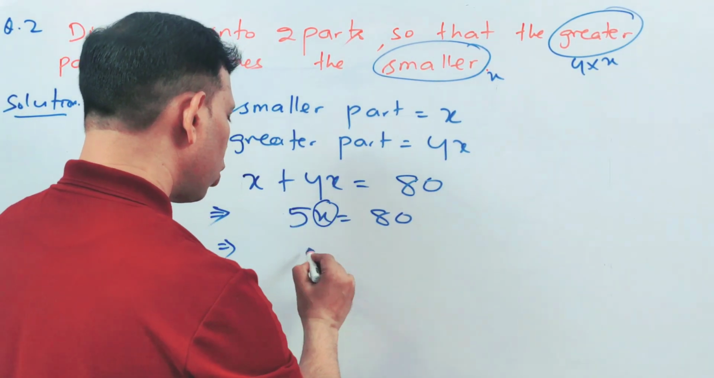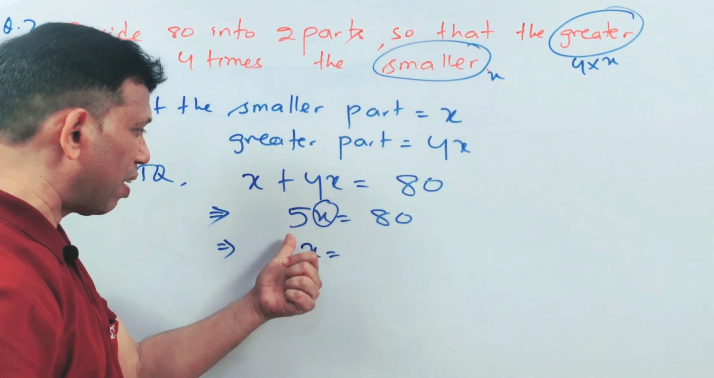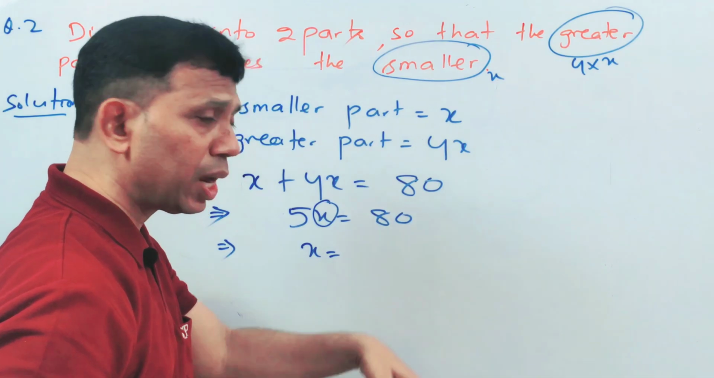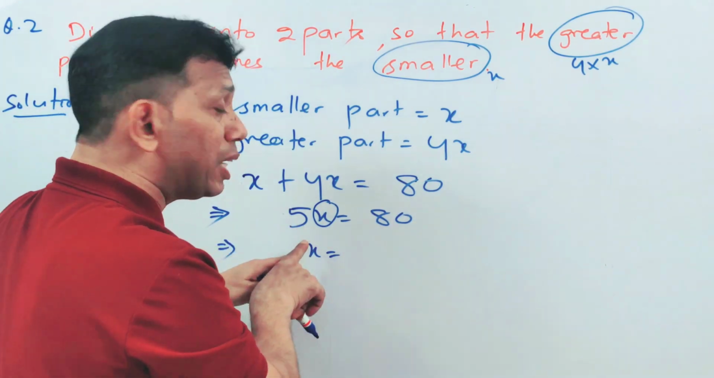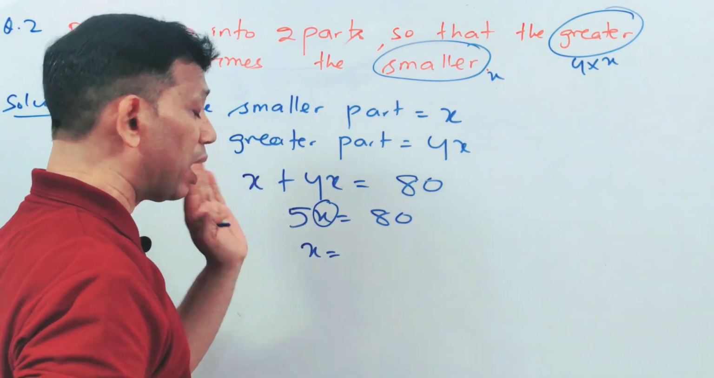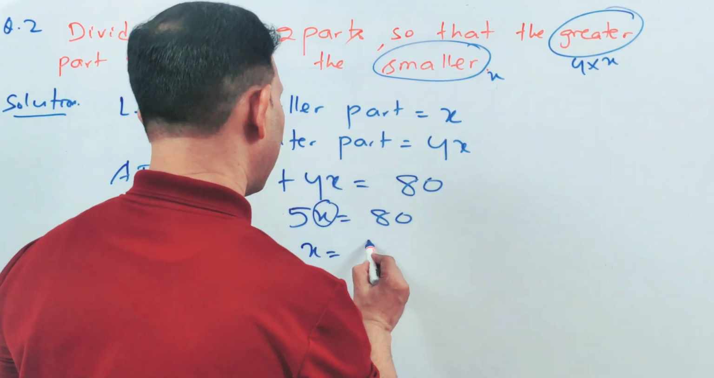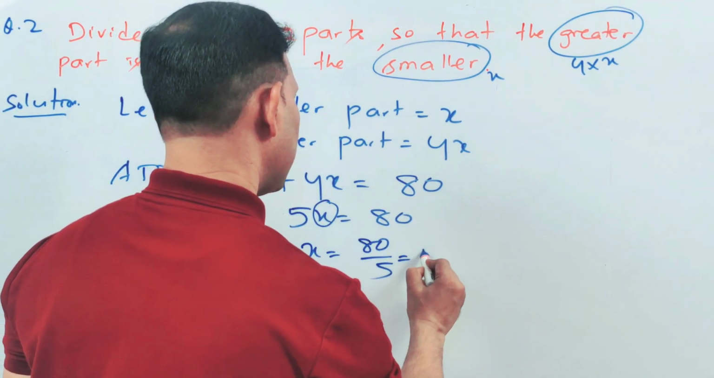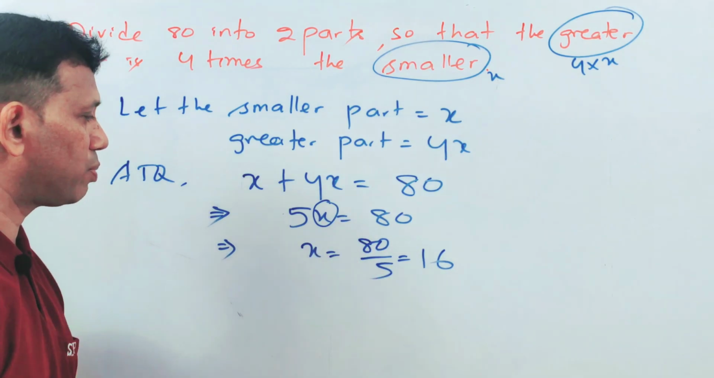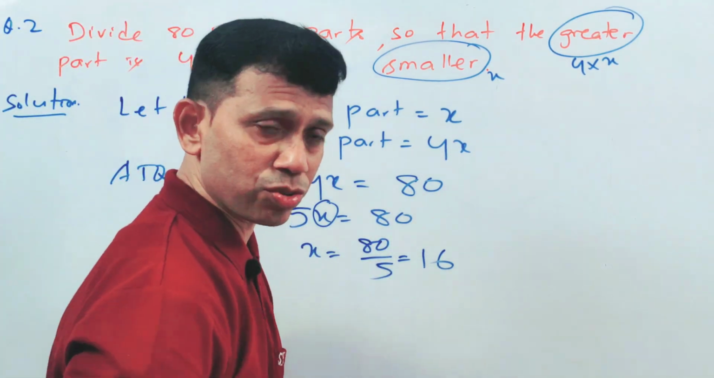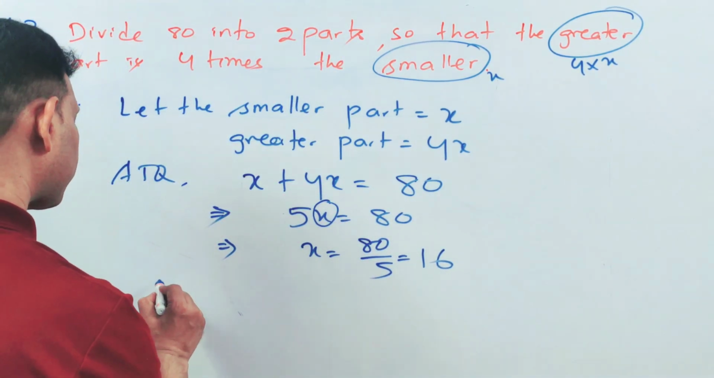Again, the solution is easy. You have to find the value of x, keep x here. So 5 is disturbing, you take 5 to that side. Then what will happen? 5 is multiplied. 5 into x means 5x, right? So if 5 is multiplied on this side, when it goes to that side, it will be divided. So 80 divided by 5, the answer is 16. Because 16 fives are 80. So if x is 16, you have got the smaller part.